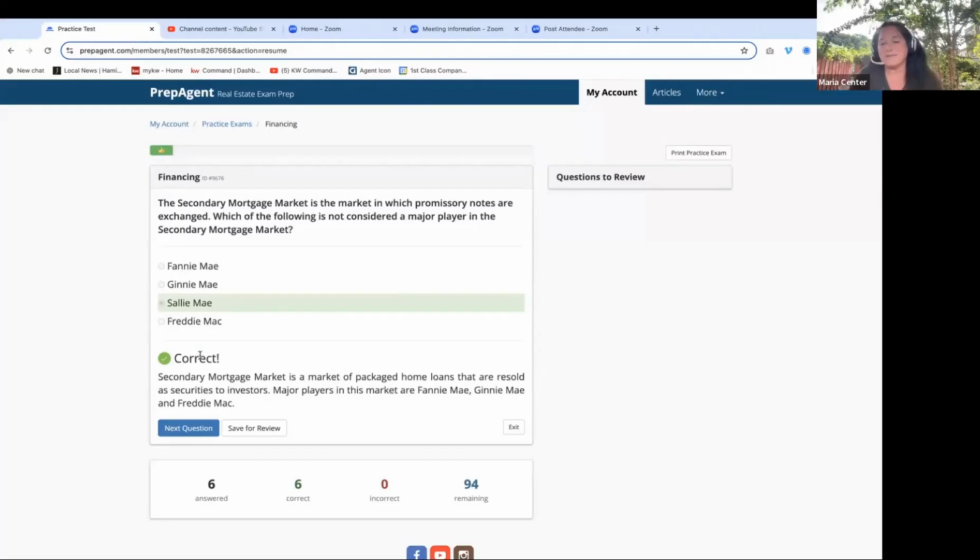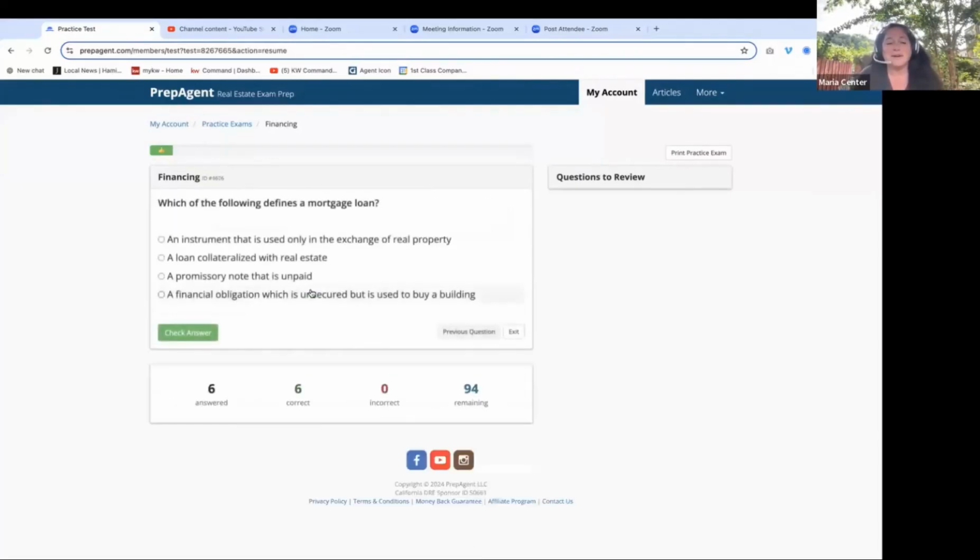So a lender cannot keep and service every single loan that they make. Some of them are sold on the secondary market, and the major players, of course, are Fannie Mae, Ginnie Mae, and Freddie Mac. All right, what is our next question? Which of the following defines a mortgage loan?